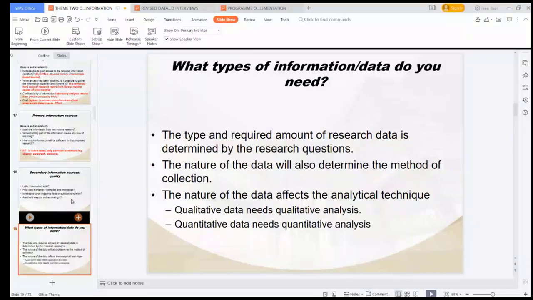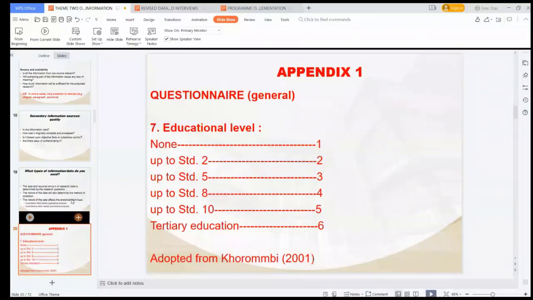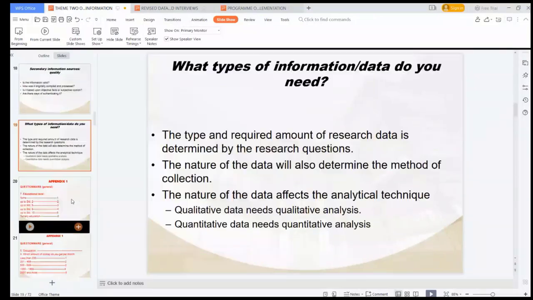And I think I might be giving an example here. This example that I'm presenting here, I just extracted it this afternoon from an earlier presentation about data collection. Here, I want to indicate that if you want to collect quantitative data, you must ask a question that requires a quantitative answer. I'm going to answer the type and required amount of research data. The type of data is determined by the research questions.